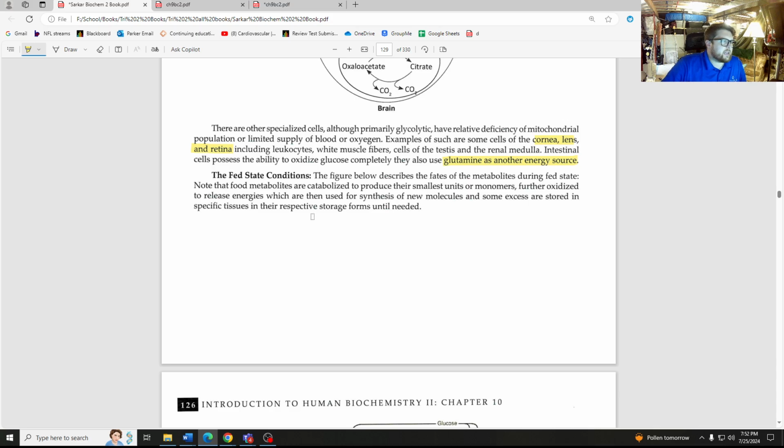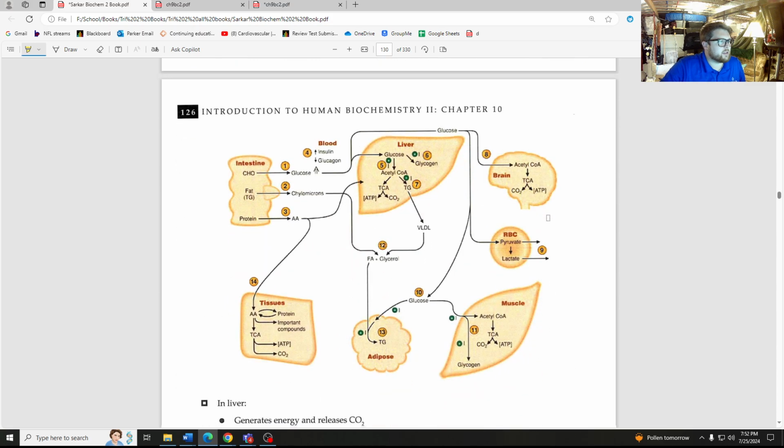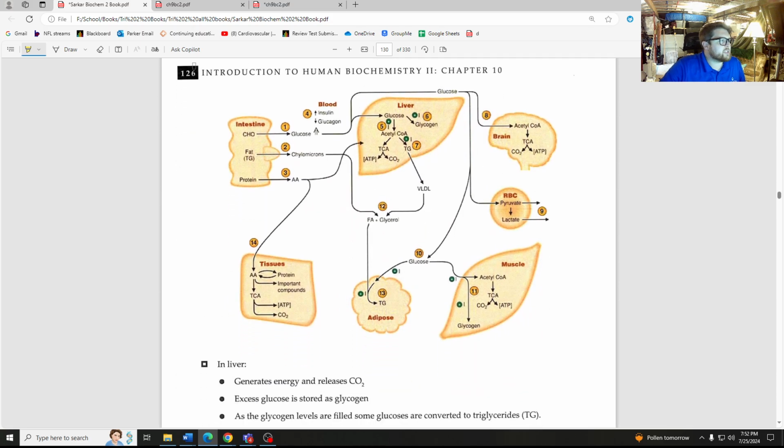The fed state conditions. The figure below describes the fates of the metabolites during the fed state, meaning that we just ate. Note that food metabolites are catabolized to produce their smallest units or monomers, further oxidized to release energies, which are then used for synthesis of new molecules, and some excess are stored in specific tissues in their respective storage form until needed. So this is a beautiful picture.